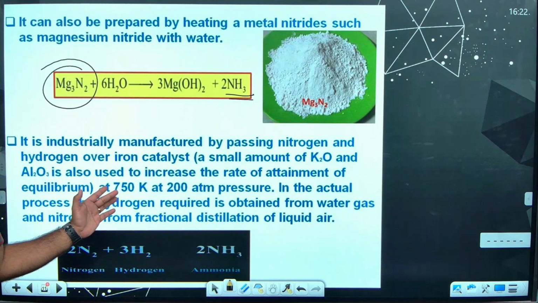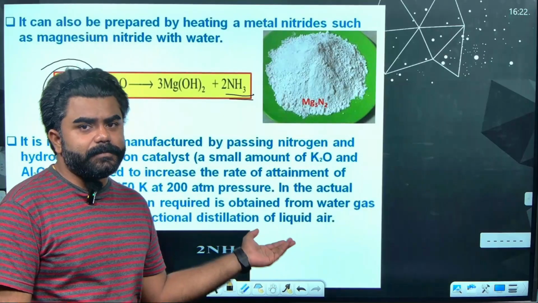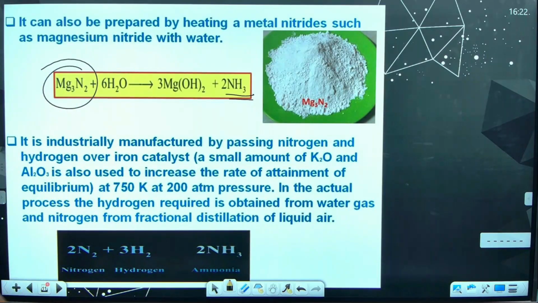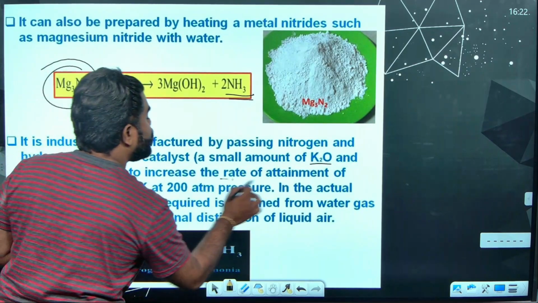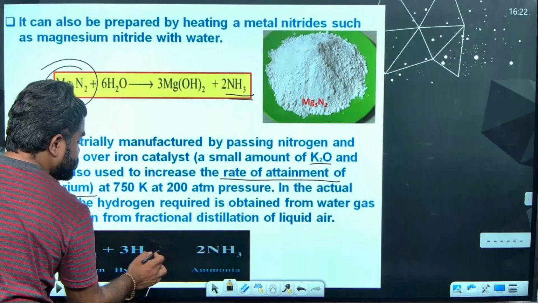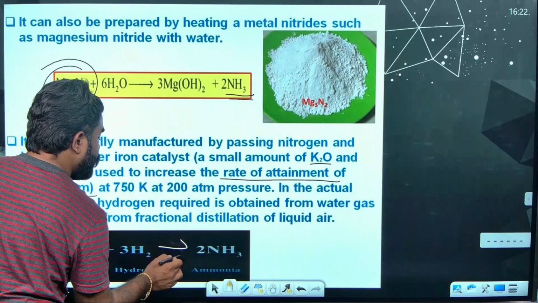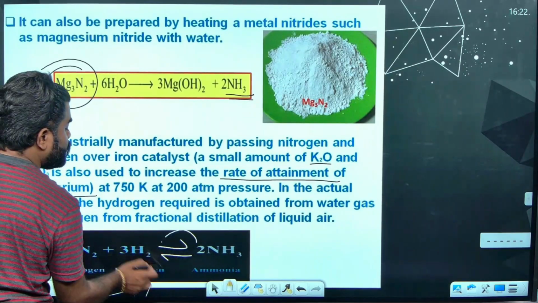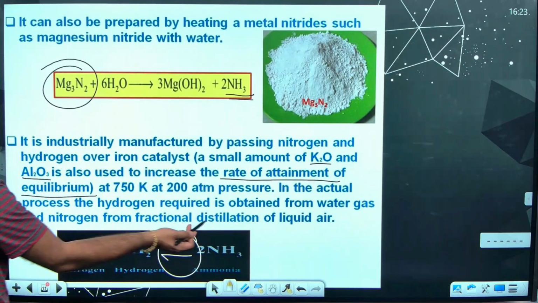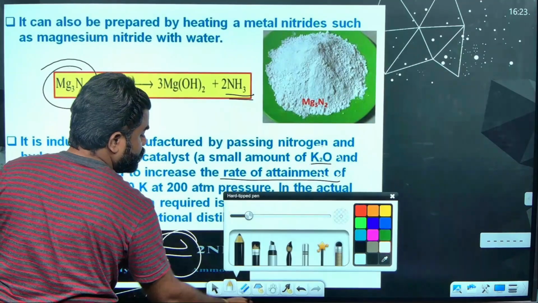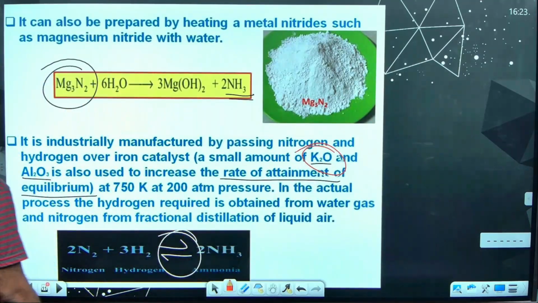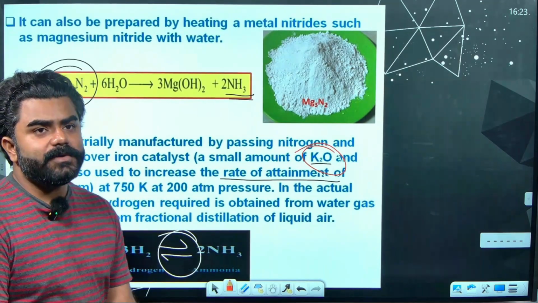And already we saw the industrial method of preparation of ammonia, which is Haber's process. And here we also take small amount of potassium oxide and aluminum oxide in order to increase the rate of attainment of equilibrium. You know that this is an equilibrium reaction, correct? Formation of ammonia is an equilibrium reaction. So in the equilibrium attain ஆகணும்ங்கிறதுக்காக faster attain ஆகணும்ங்கிறதுக்காக we use this potassium oxide and aluminum oxide. They are used to attain the equilibrium faster.